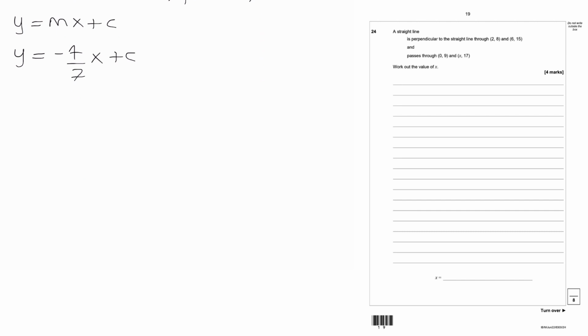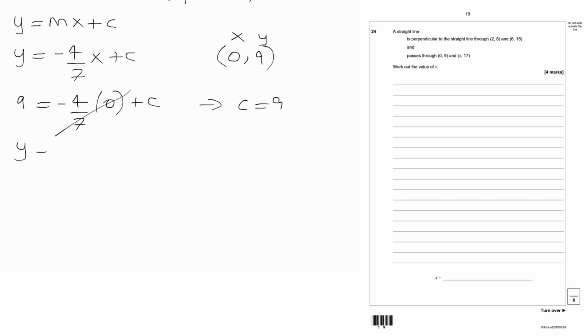So now we just follow this through logically. The next step is we want to know what the value of c is. The way we do this is we know that this perpendicular line passes through the coordinate 0, 9. So this is our x, this is our y, and we can plug these values of x and y in to isolate c. So this gives us that 9 equals minus 4 over 7 times 0 plus c. Well, anything times 0 is 0, so we can just cross that out. So we can see that c is equal to 9. So we now know that our straight line equation is that y equals minus 4 over 7x plus 9.